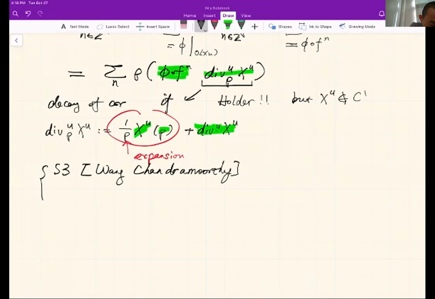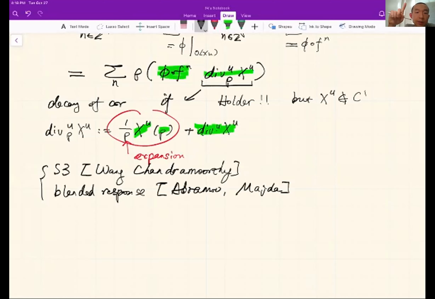Another way to approximate is the blended response algorithm, developed by Abramov and Majda. This was developed for a slightly different situation, but the idea can be carried over to our problem. The main idea is that since X^u is not differentiable, why not replace it by something that is differentiable and can be easily differentiated. For example, let's replace the rough quantities by a Gaussian distribution. After you do this replacement, you can carry on and do actual differentiations. Nevertheless, both algorithms introduce various approximations, and they end up being approximate algorithms because of the lack of analysis on the unstable divergence and the unstable contribution.